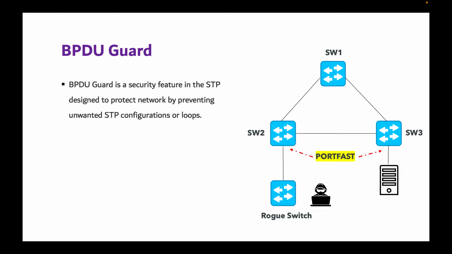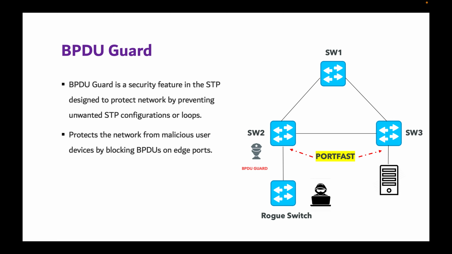So BPDU guard is a security feature in STP designed to protect the network by preventing unwanted STP configuration or loops. It protects the network from malicious users or devices by blocking BPDUs on edge ports, that is access ports. Basically, I would say it monitors your port for BPDUs, and if it sees one, it shuts down the port. That is, it puts the port in error-disabled state.